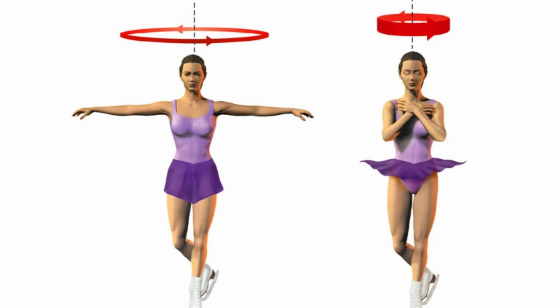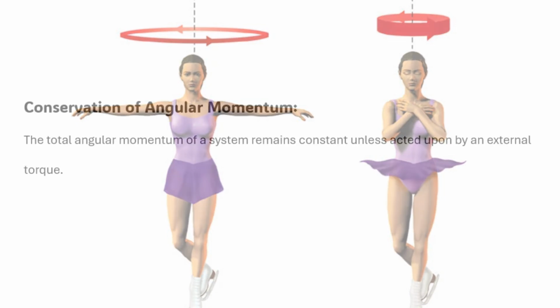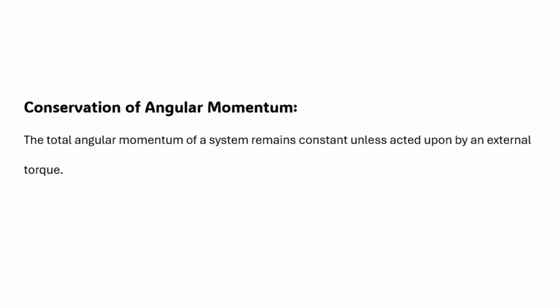This happens because angular momentum must stay constant if no external force is acting. Since the moment of inertia decreases when the arms are pulled in, the skater's speed increases to maintain the same angular momentum.